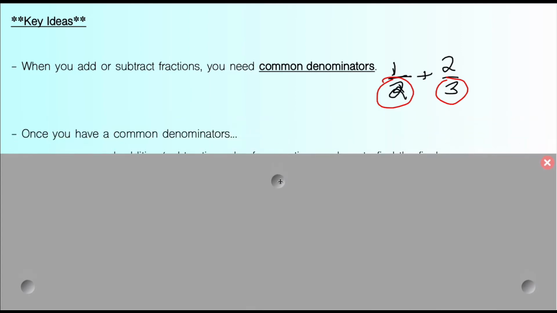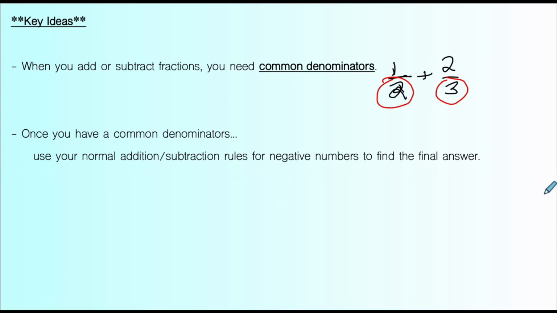Once you have common denominators, nothing new. You're just going to use your normal addition and subtraction rules for negative numbers that we've spoken about. If it's all positive numbers, just add them together and your answer is positive. If it's all negative numbers, just add them together and your answer is negative. If you've got one positive and one negative, subtract the two, and whichever number has the bigger absolute value, that's the sign of the answer, positive or negative.